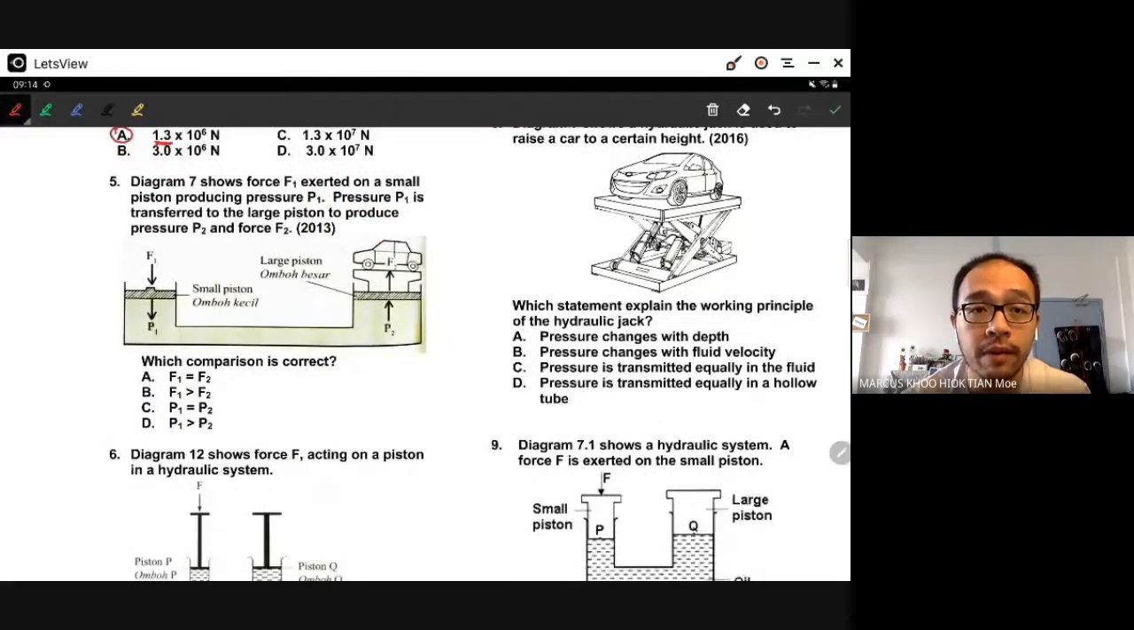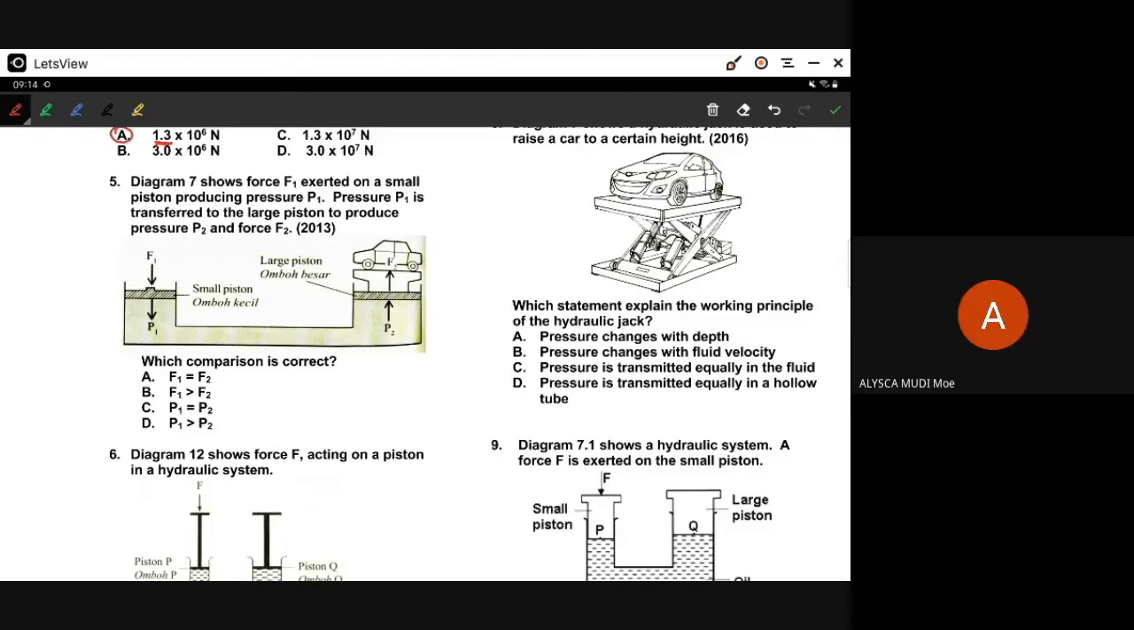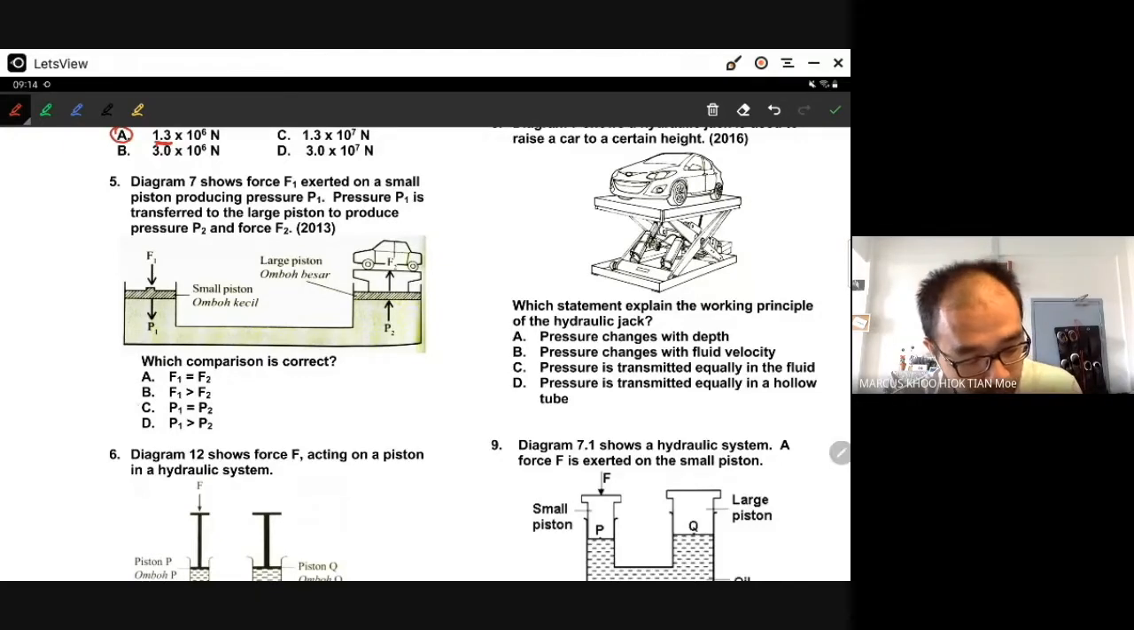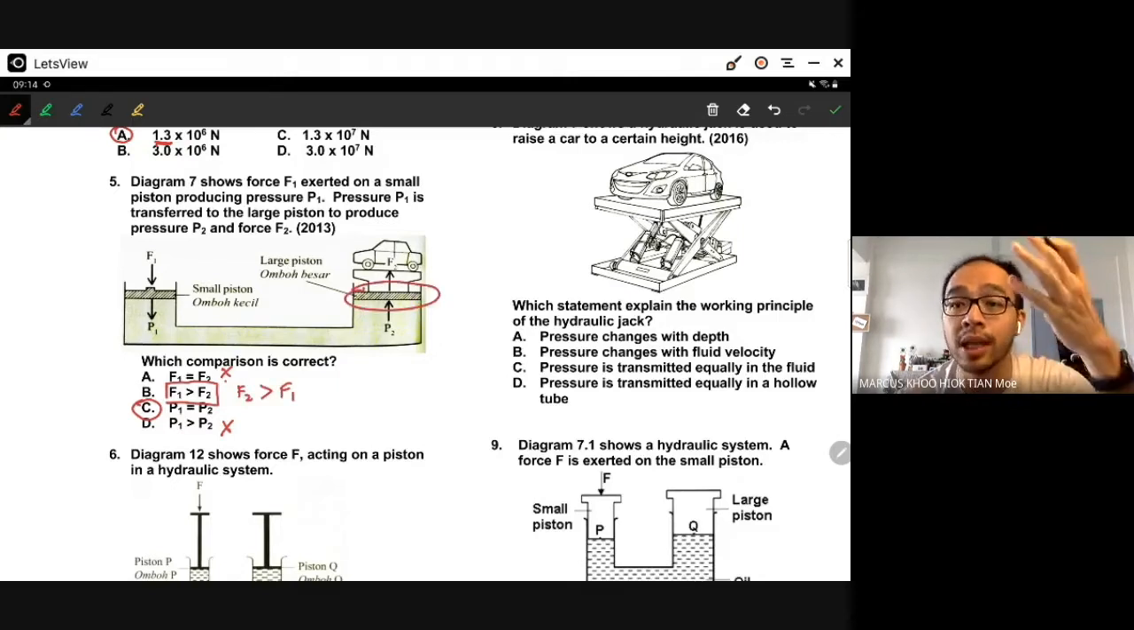A. Okay, number 5. Diagram 7 shows the force F1 exerted on a small piston producing pressure P1. Pressure P1 is transferred to the large piston to produce pressure P2. Which comparison is correct? C, yeah? Okay, good. Pressure 1 is equal to pressure 2. This is obviously wrong. The force cannot be the same and the pressure cannot be unequal. This is almost correct, except that F2 should be bigger than F1. Remember, the larger area will produce a larger force on condition that the pressure is the same.